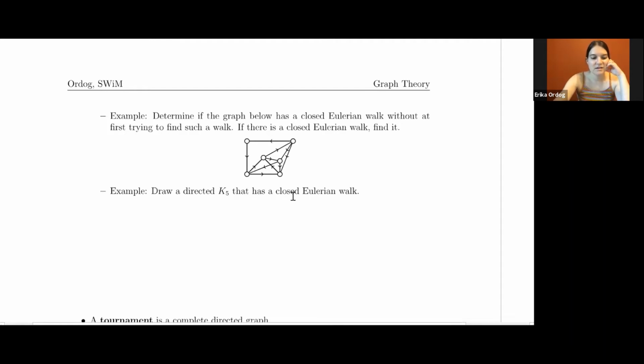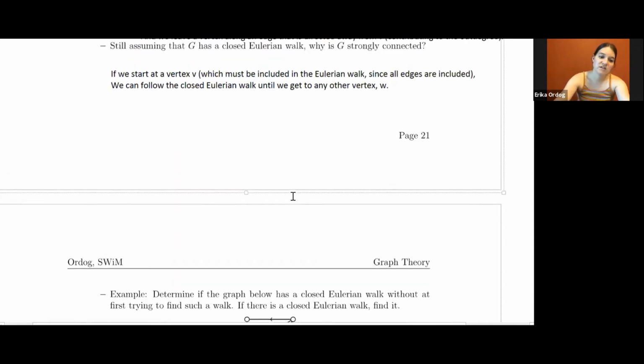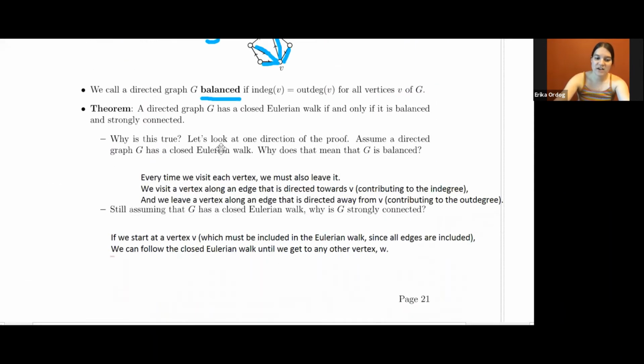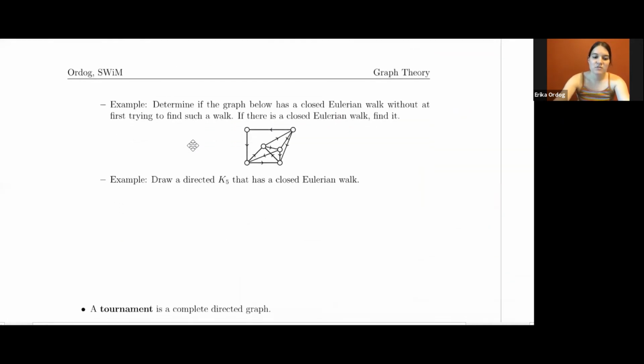Okay, so let's think about, since we're not looking for an Eulerian walk specifically at first, all we can do is use this theorem we have. It said a directed graph has a closed Eulerian walk if and only if it is balanced and strongly connected. So let's see if this graph is balanced and strongly connected. If we check for balanced, we want to check that the in degree is equal to the out degree for each vertex. Okay, so let's start by looking at this vertex.